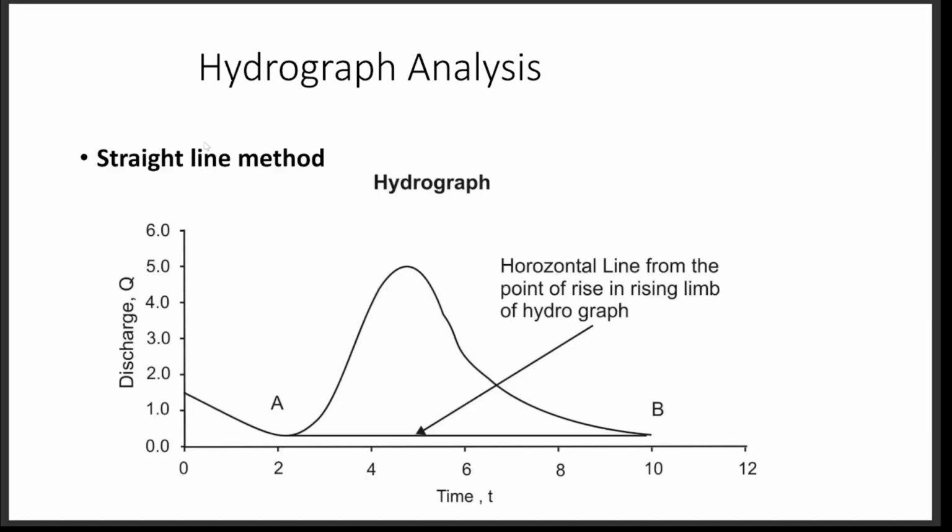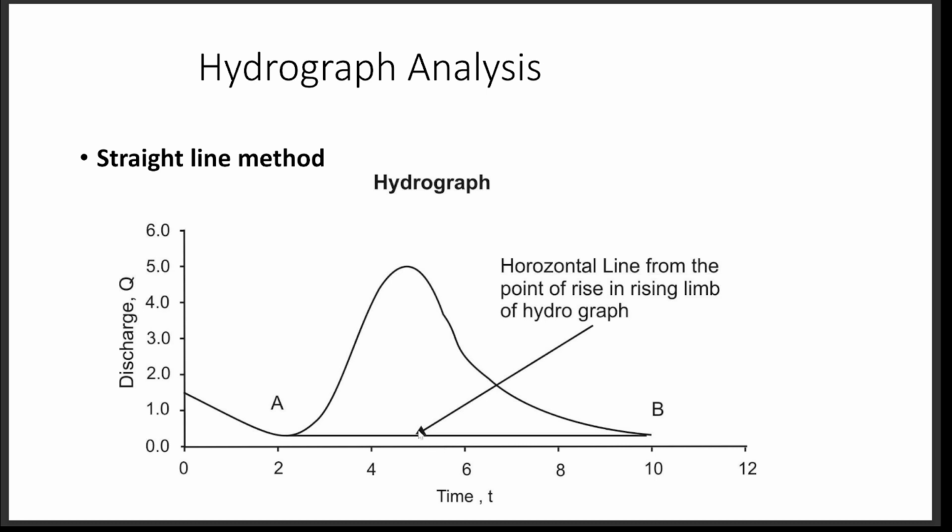The first method is straight line method. So let's consider a hydrograph as shown in this figure. From point A, draw a horizontal straight line which meets the falling limb at point B. Above line AB is the direct runoff and below this line is the base flow.